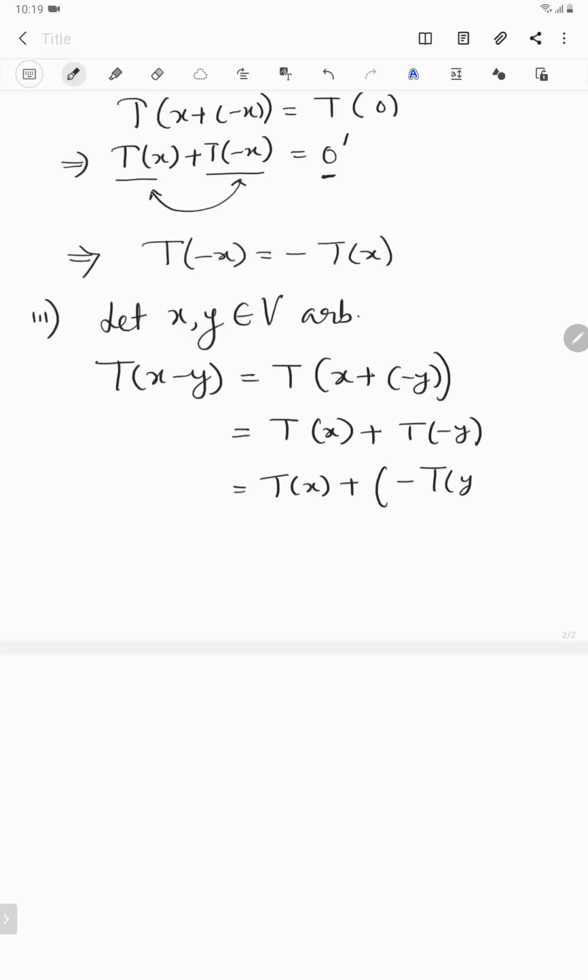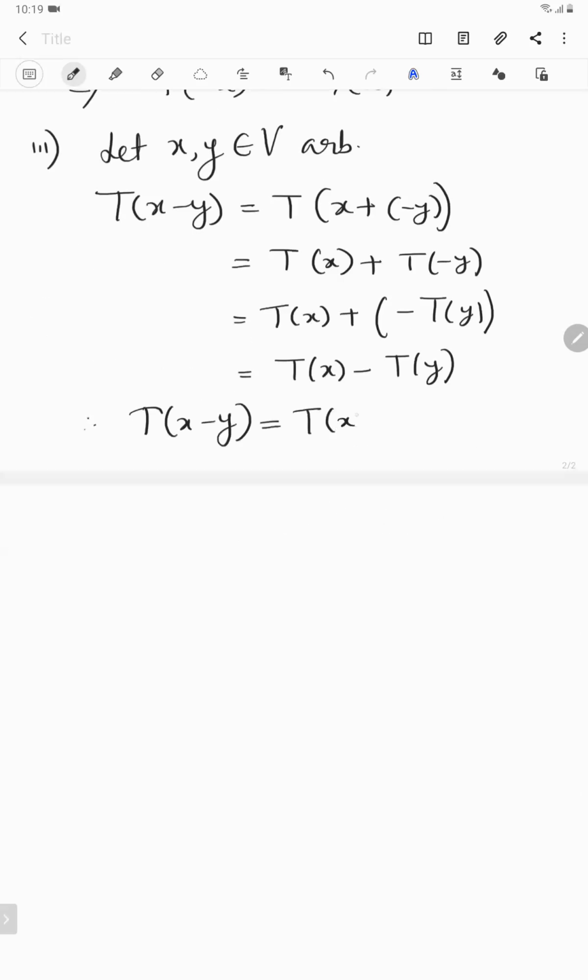So this representation is nothing but t of x minus t of y. Therefore, we can say that t of x minus y is equal to t of x minus t of y for every x, y in V.